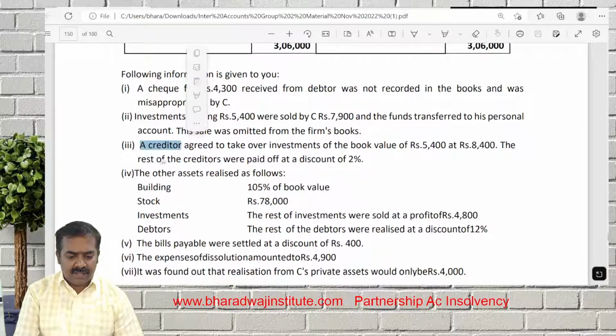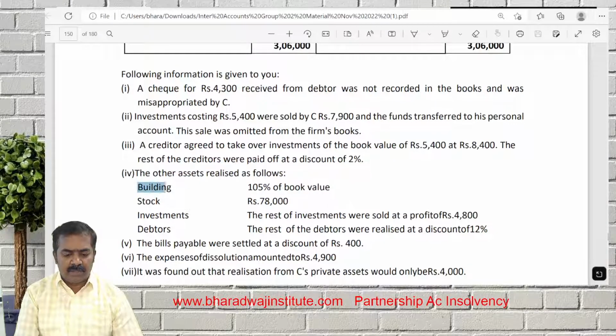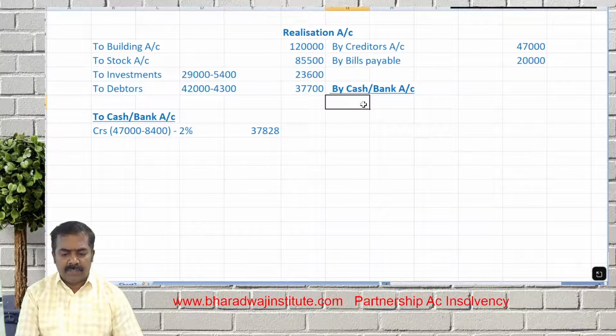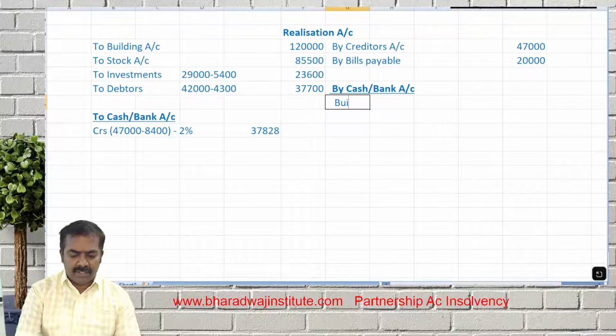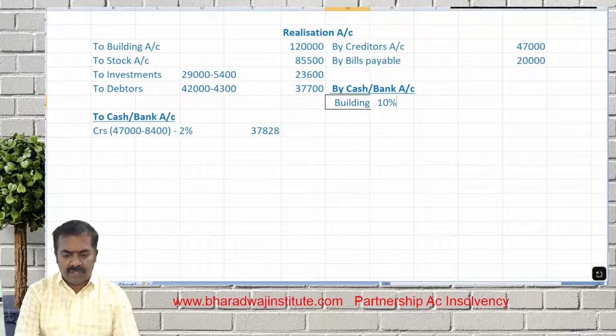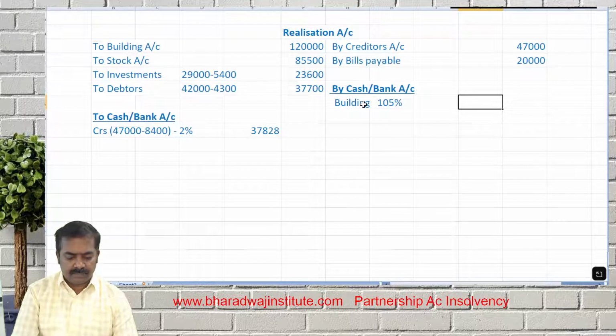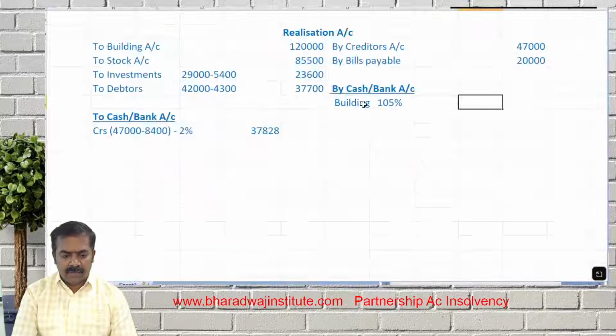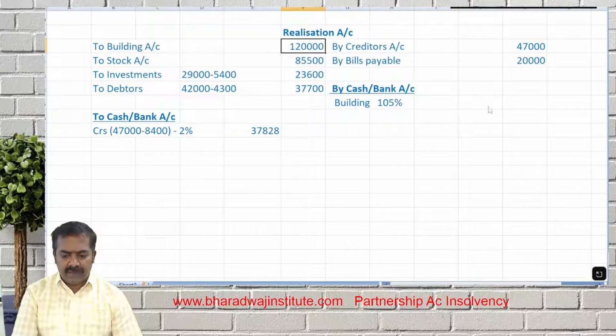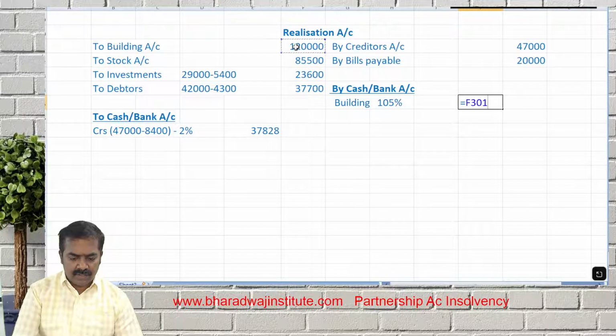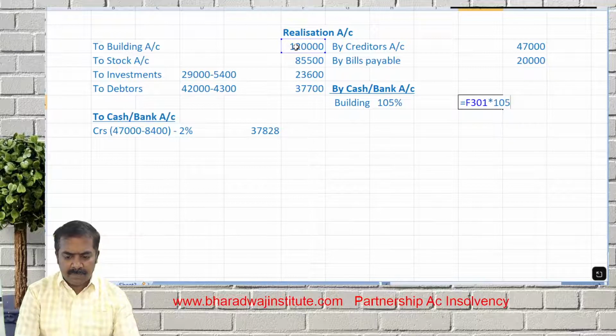Rest, a creditor. Okay, what is it? Other assets are realized as follows. Building, 105% of book value. It will come as by cash or by building. 105% of book value. What will 105% of book value come to? Look at the book value. What is the book value? 1,20,000 into 105%. This into 105%.